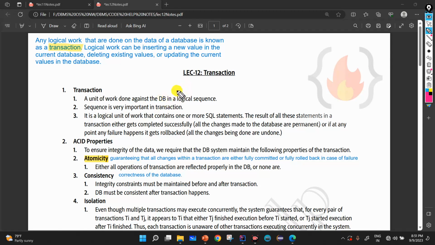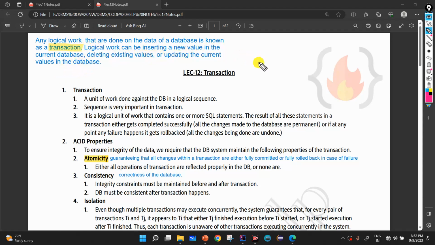Okay, so lecture number 12, transaction, we are starting. So the question is, what is transaction? The very simple definition of transaction is any logical work that is done on the data of the database. Logical work can be inserting a new value in the current database, deleting an existing value, or updating the current value in the database.